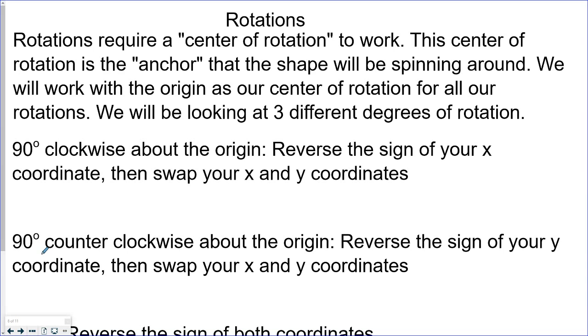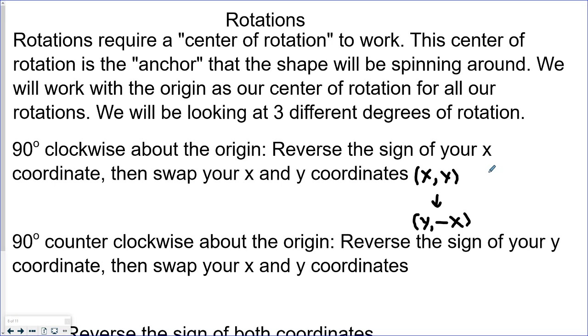So we're going to picture rotating an object about the origin. Every time we have a picture on the graph, think about all those points being connected to the origin by a tether or a rope or a line, and we're going to spin it around the origin. There are 3 different degrees of spin we're going to look at. 90 degrees clockwise means reverse the sign of your x and then swap your x and y coordinates. So if you have a point x, y, and you do a 90-degree rotation clockwise, your new point would be y, negative x.